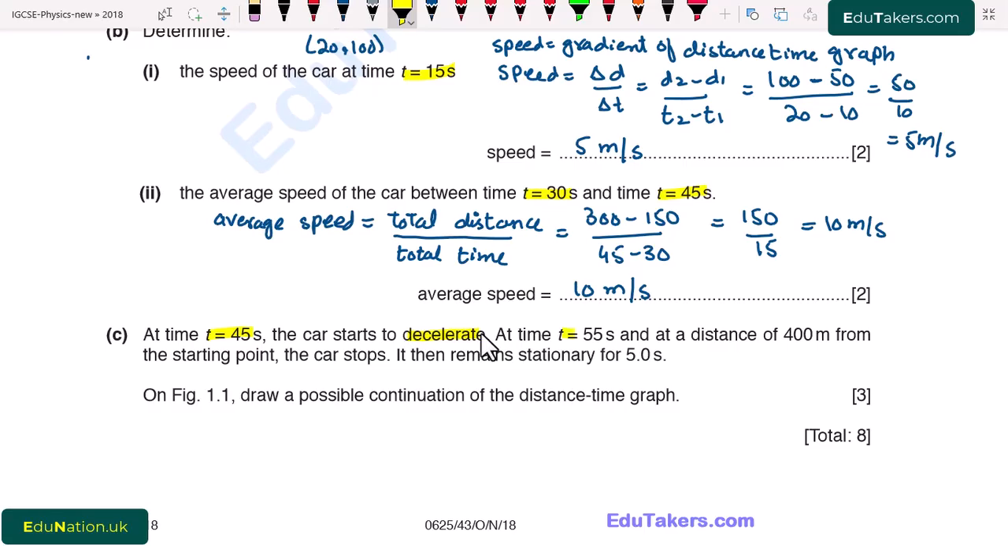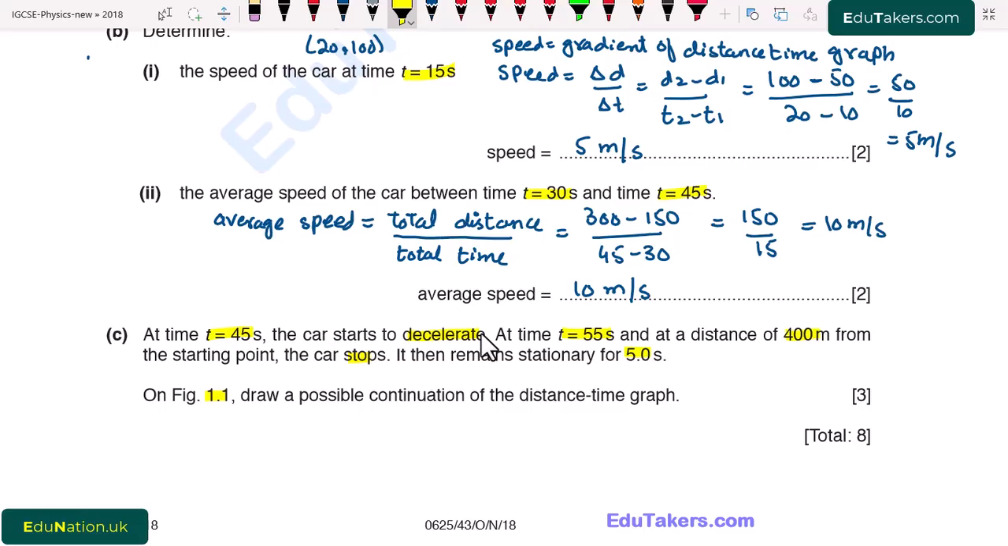At time t equal to 55 seconds and at a distance of 400 meters from the starting point, the car stops. Then at t equal to 55 seconds and distance equal to 400 meters, the car stops and remains stationary for 5.0 seconds. On figure 1.1, draw a possible continuation of the distance-time graph.